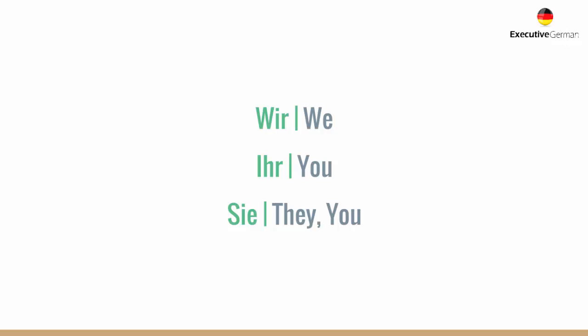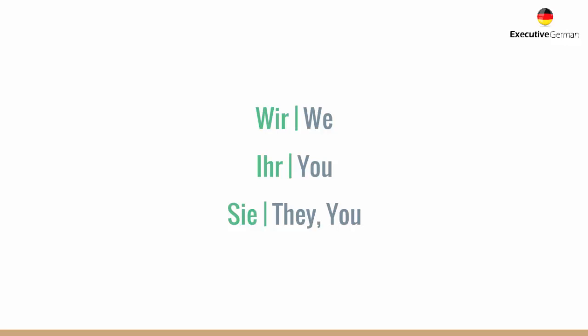Of course, we also have the plural ones, and here they are. Let's take a look. Wir, ihr, sie. Okay, so also here, same as in English, we, you, and they. Now, you will notice that for sie, I have two translations here. One is they, and one is you.